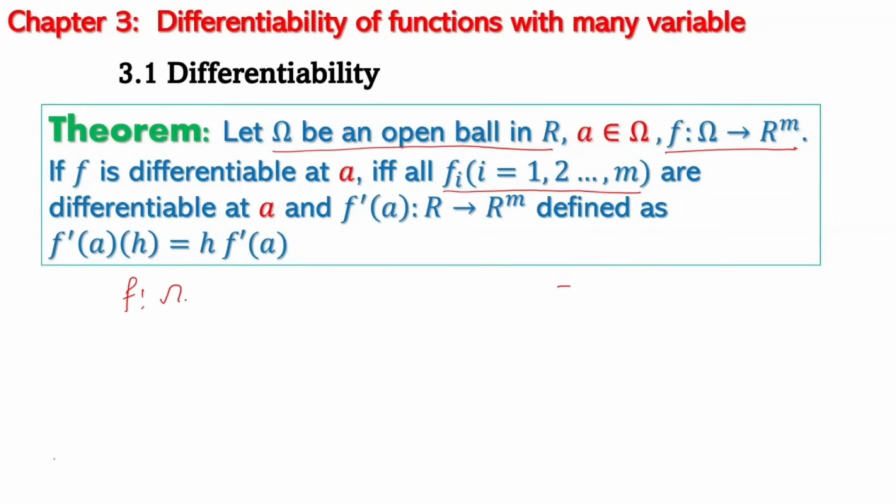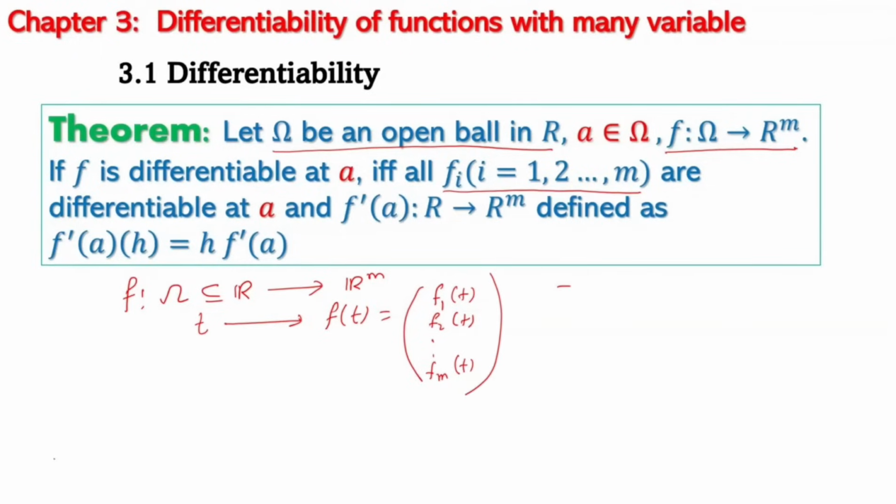So f is defined on Omega, which is a subset of R, to Rm. Here t is a single variable and this will be f of t. Because it is on Rm, you will have f1(t), f2(t), ..., fm(t). The m components will be there.